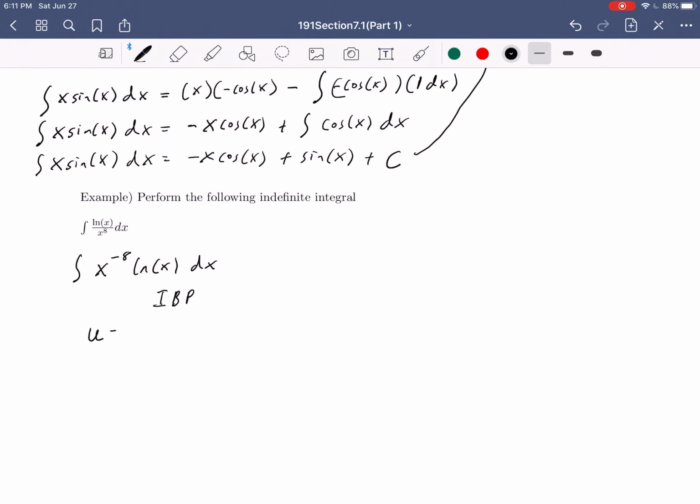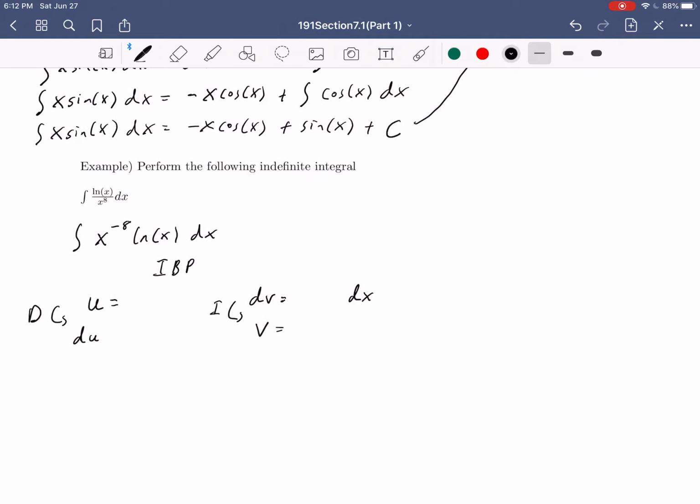So we need to choose a u and a dv. Whatever we choose for u, we're going to end up differentiating, and whatever we choose for dv, we're going to end up integrating. For this, we're also going to always include the dx in the dv because that makes sense for integration. Okay, two components here, x to the minus 8 and ln x. X to the minus 8 as a dv, well, integrating x to the minus 8 should be a power rule, pretty easy.